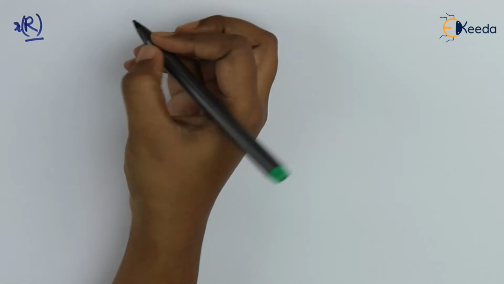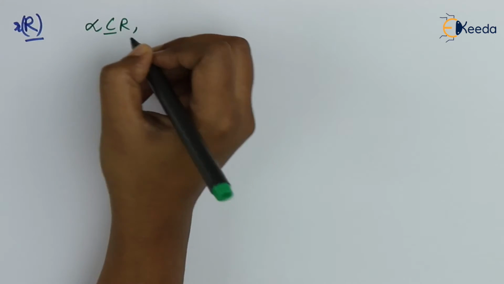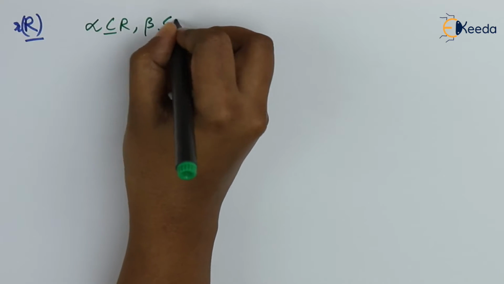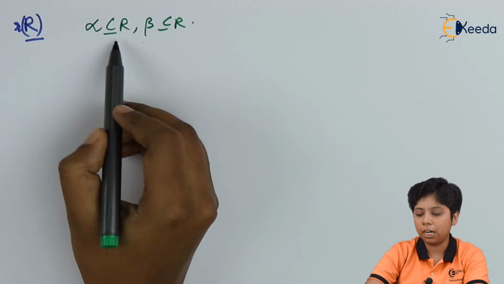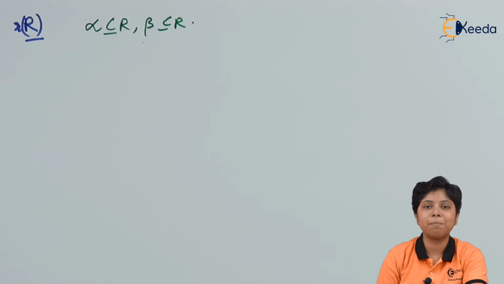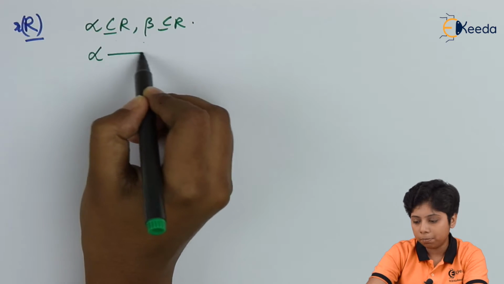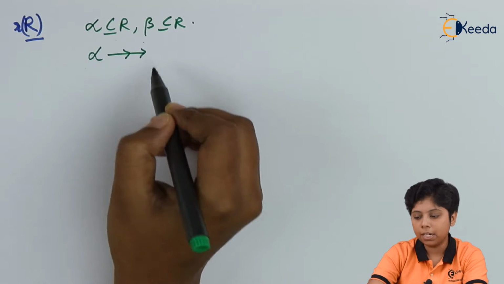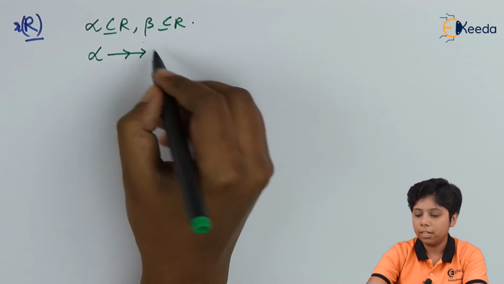Now if R is a relation with the attribute set R, and alpha and beta are parts of R, that means they belong to the attribute set R, then there exists a multivalue dependency, denoted by an arrow with a double head, alpha to beta.